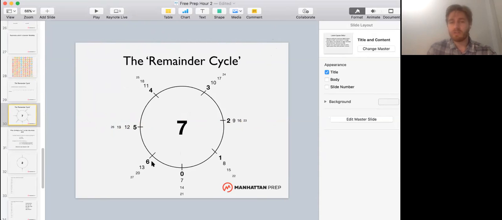And in terms of dividing by 7, 1 and 8 are basically the same. 8 and 15 are basically the same. They have remainder 1. 3 and 10 are basically the same. They have remainder 3. And 24, and 31, and 38, and 45, onward and onward and onward. They all have remainder 3.